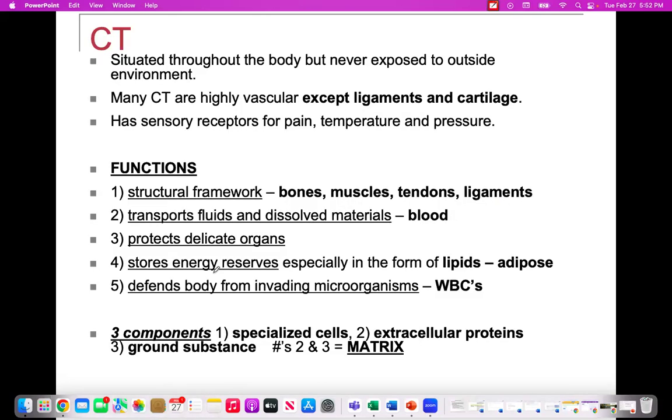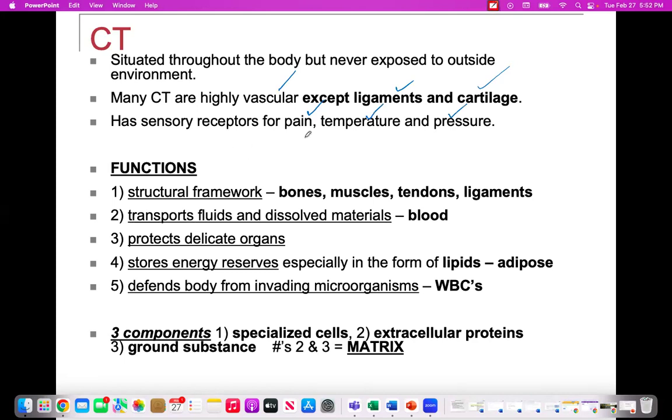Now, connective tissue is situated throughout the entire body, but it's never really exposed to the outside surface like epithelial tissue is. Most connective tissue is vascular, with the exception of ligaments and cartilage. Tendons have a little bit of a blood supply, not the best. Connective tissue has sensory receptors for pain, for temperature, and for pressure.